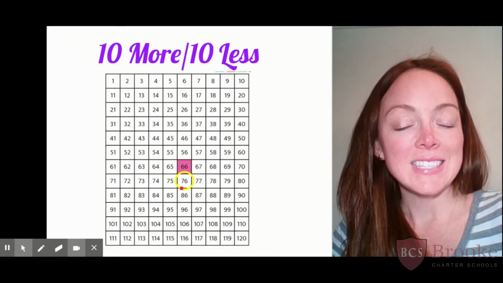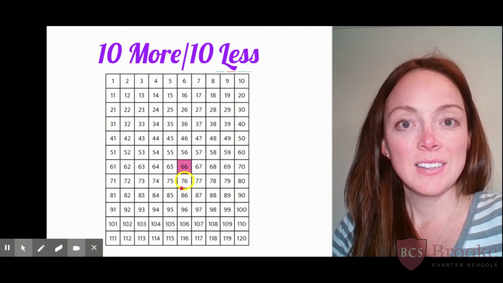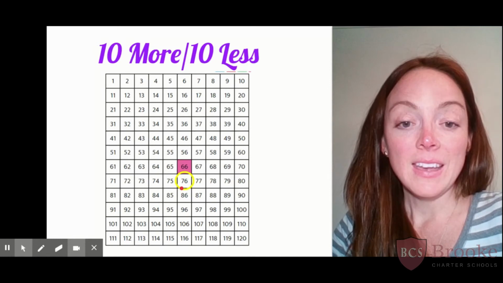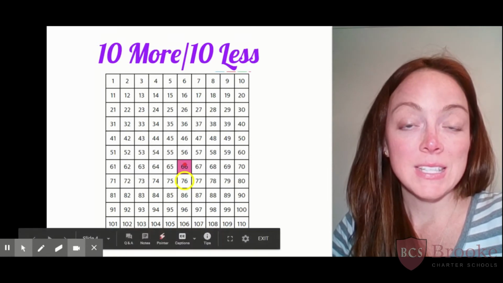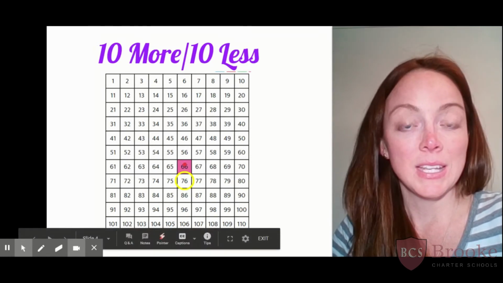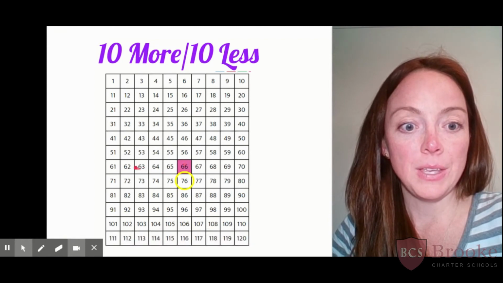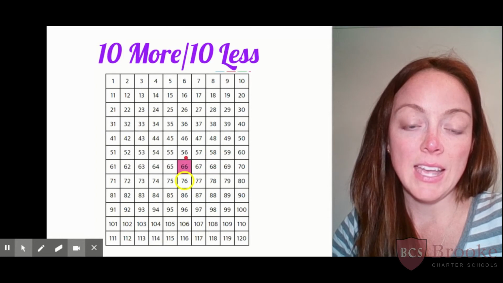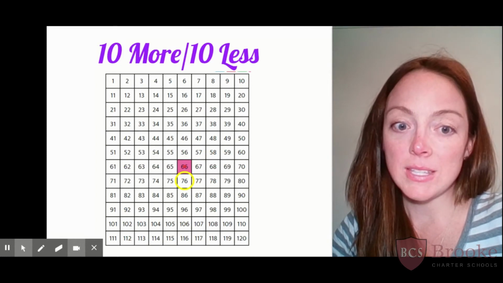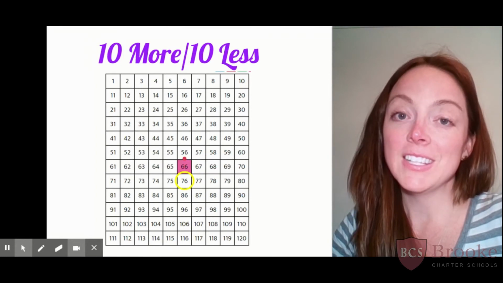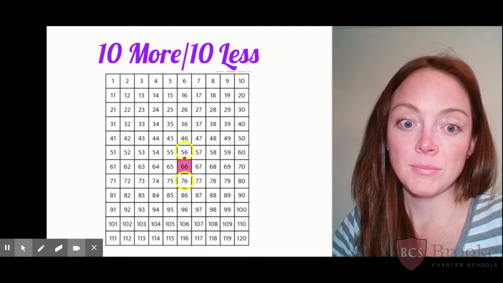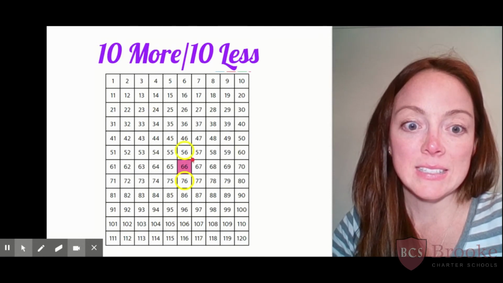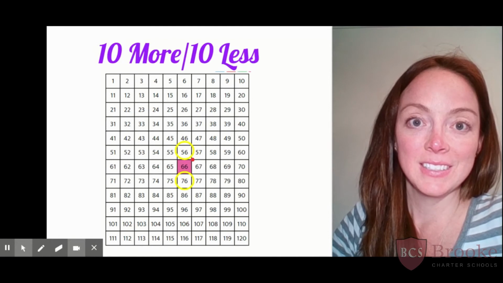What's 10 less than 66? Again, I can count backwards on the 100 chart 10 times to take away 10 or 10 less. 1, 2, 3, 4, 5, 6, 7, 8, 9, 10. But I can also just slide up 1 square. And that's also 10 less. So I know 10 less than 66 is 56.